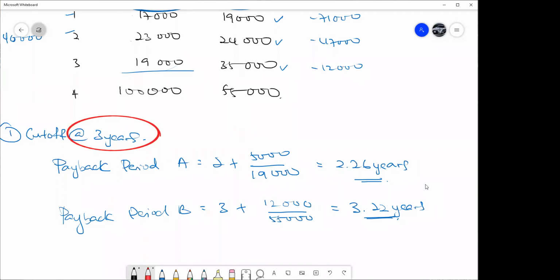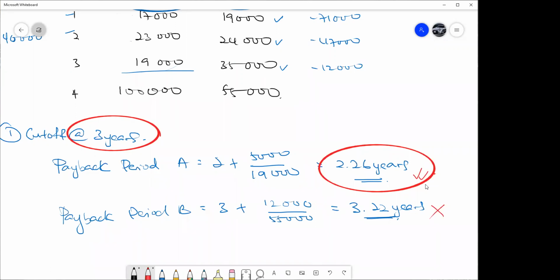All right, when they say cutoff 3 years, it means the company is looking for a project which gets back their money in less than 3 years. So Dingy says payback period A. Yep. Project A. Yes. So the only project that you accept is project A because it only takes 2.26 years. But payback by cash flow B, it takes 3.22 years. It's exceeded the timing of the company. So you don't accept it.